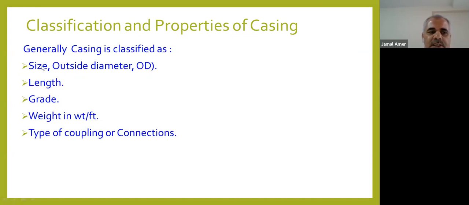So it is classified by size, outside diameter (OD), length, grade. We'll see what is meant by grade, weight in feet, how many kg of steel per foot, and type of coupling. Also, this casing should be connected together to form a string, to cover the interval which we drilled before. So we will see all types of coupling and also thread types.